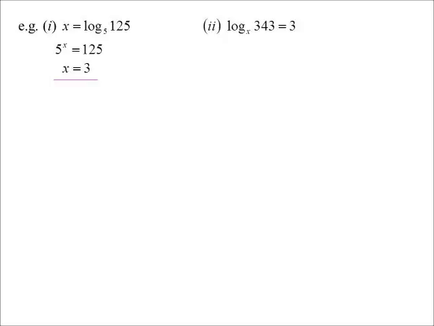Log 343 base x is equal to 3. So this is saying x to the power of 3 is equal to 343. So x cubed is 343. Cube root of 343. Oh, 7. There you go. 7 it is. Same sort of question. It's just that they haven't said x equals.